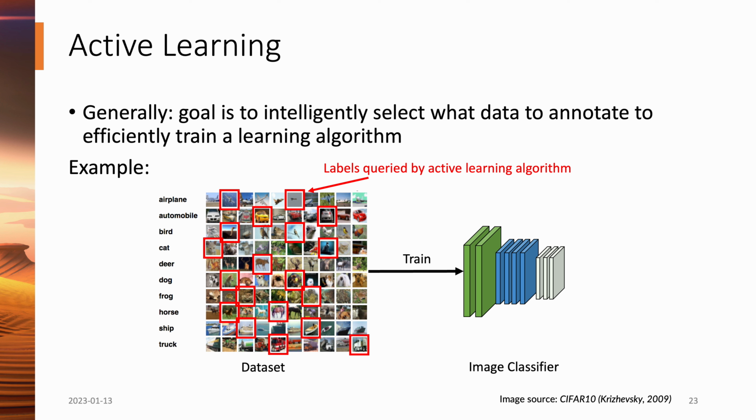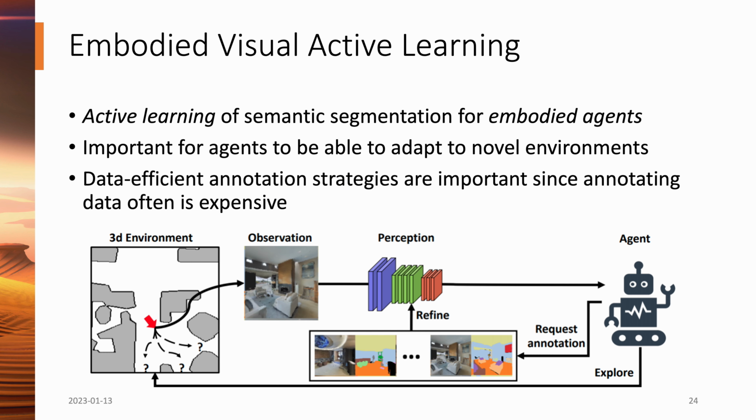Active learning then studies how to design such a label querying algorithm. So the third paper of my thesis introduces the task of embodied visual active learning, where we combine embodied AI with active learning. Here the agent explores a novel environment in the form of a simulated house. The agent may request annotations from an oracle and use those to refine its perceptual model, which in the paper takes the form of a semantic segmentation network.